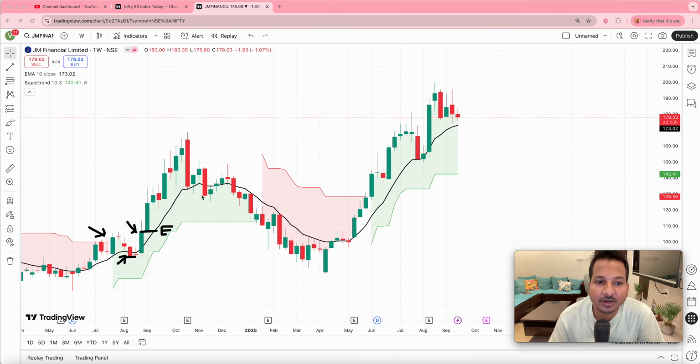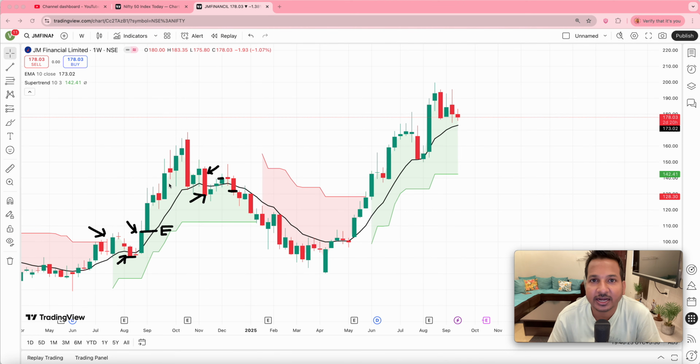Now your exit will be here, at this point, when this red candle has closed below the 10 EMA. So here your entry, and here your exit will be there. Then again at this point, this green candle has given an entry, you have to take the entry, and here your exit will be there.